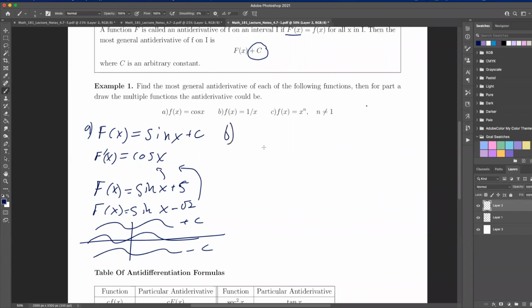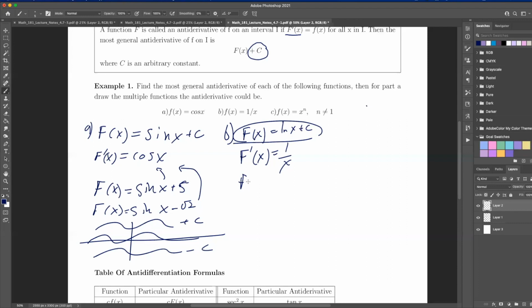So let's go ahead and do this for b. I want a function of x that, if I took its derivative, would equal 1 over x. Here we have ln of x plus c. And 90% of the time, this is what you're going to be using. Your book is going to be a little bit more clear on this.